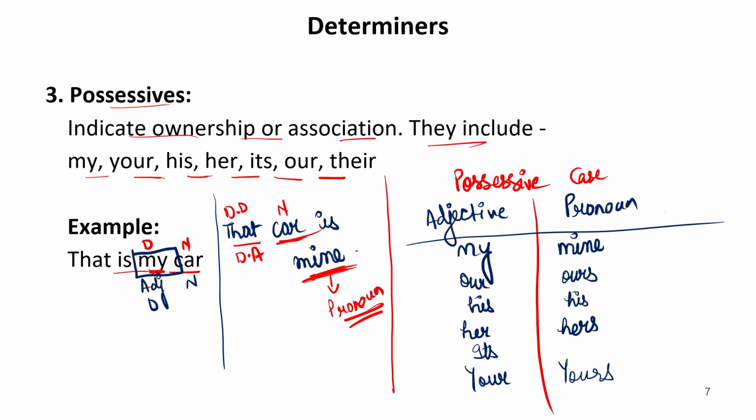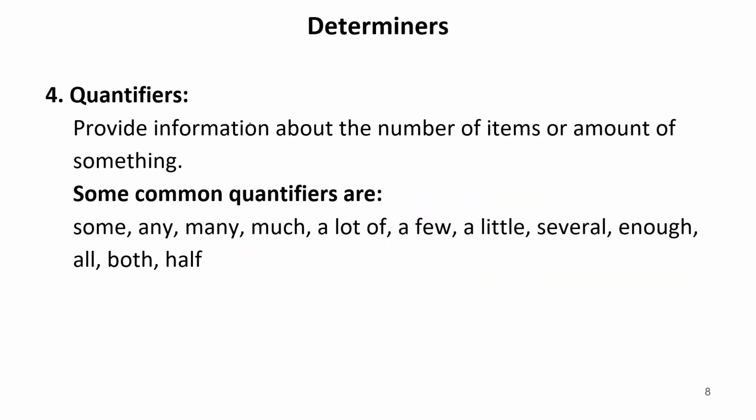So we can have various words. So these adjectives basically are determiners. Now let us move to the next one. Now we have quantifiers. Now quantifiers show the quantity of something.